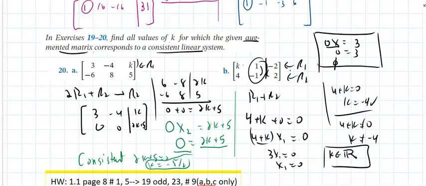Versus x times a number equals 0. Well, this has a solution because if I divide by 3, I'll get x to be 0.